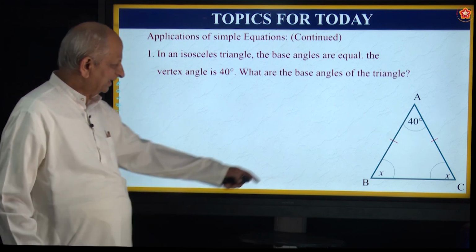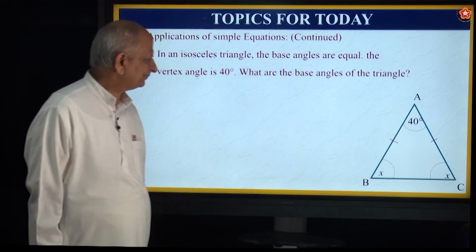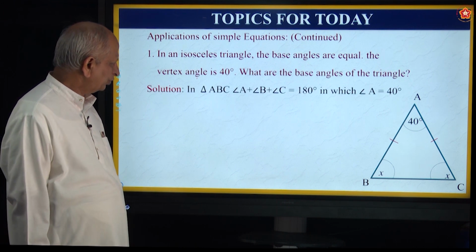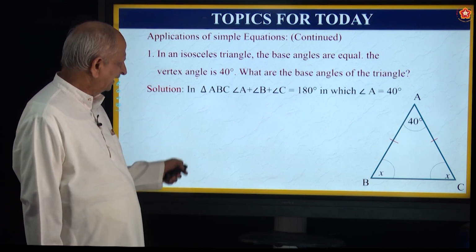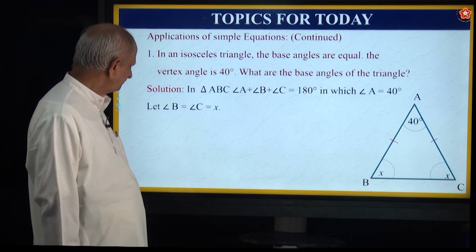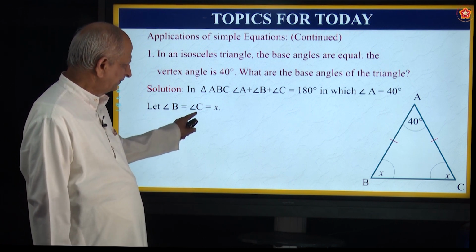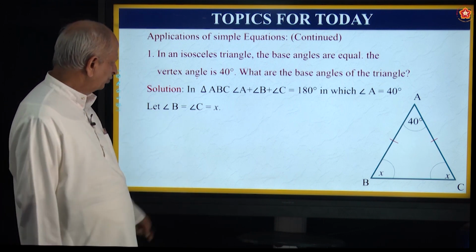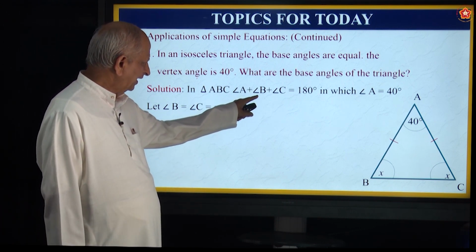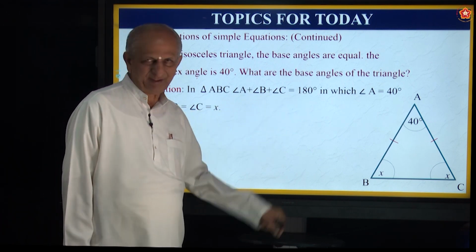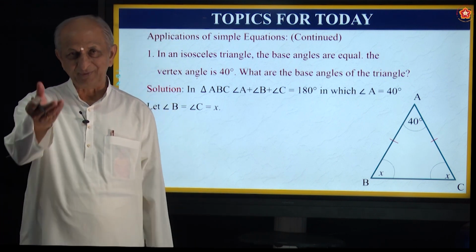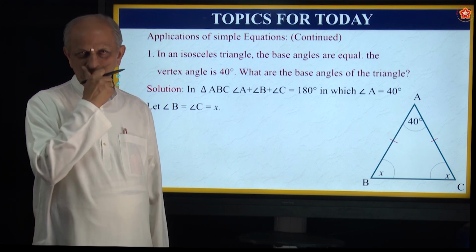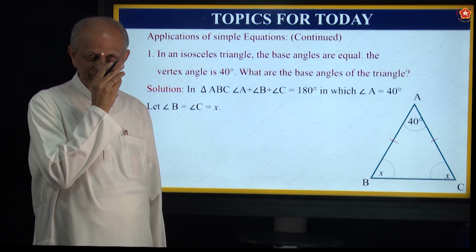Here the vertex angle is 40 degrees. You are asked to find the base angles. So what must you do? Let the base angles be x. So base angles B and C are equal, you are given. We know that the sum of the 3 angles of a triangle is 180 degrees. Of course, some of you may say, we don't know, sir. You are supposed to know. It is in class 6th.